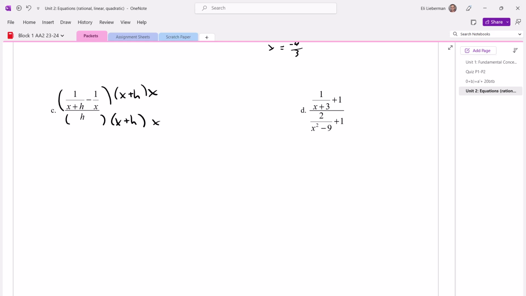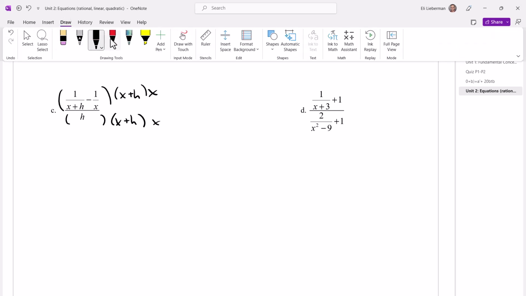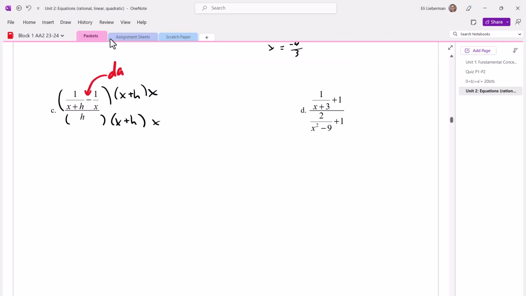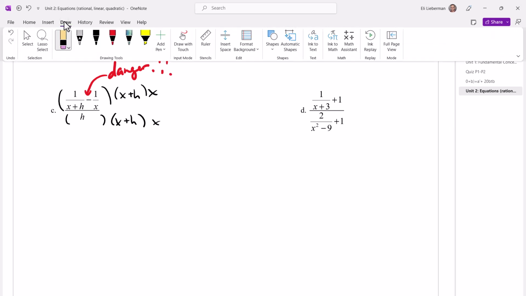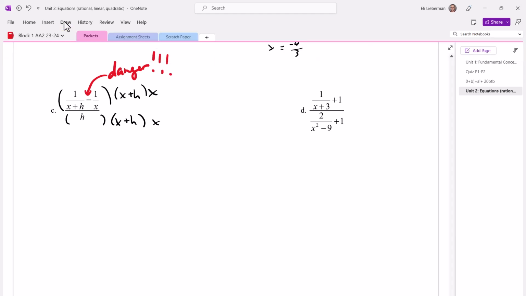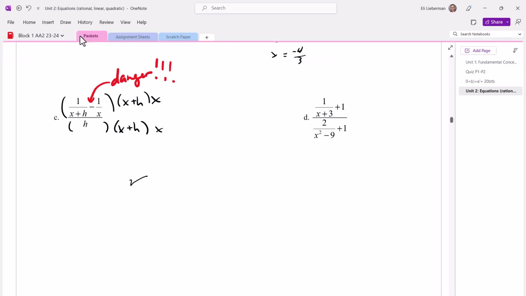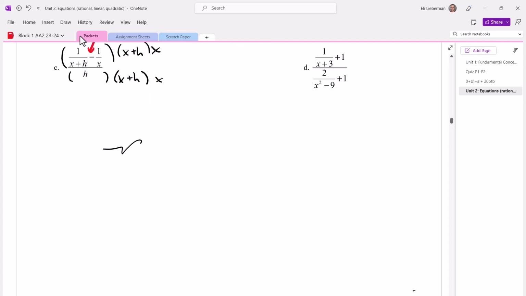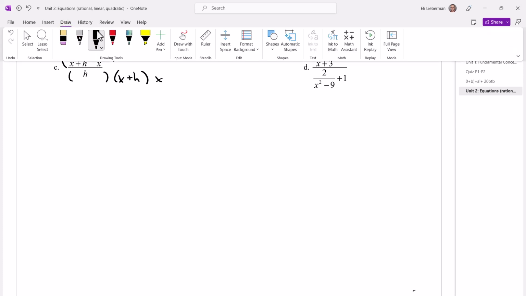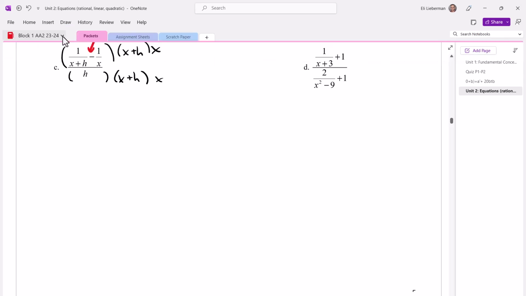Can you simplify that? Once you're done, check with your neighbor, make sure you got the same thing. Okay.